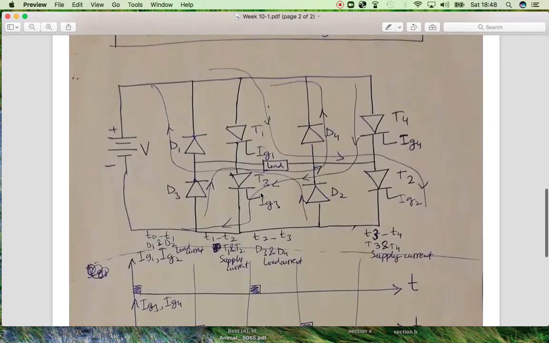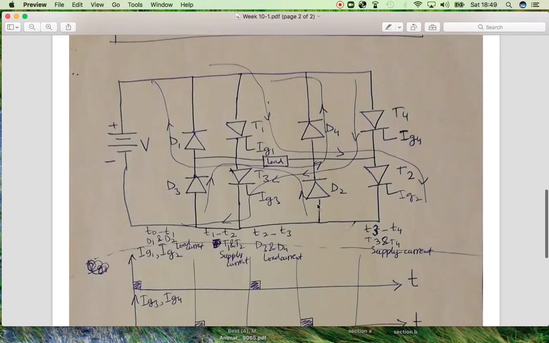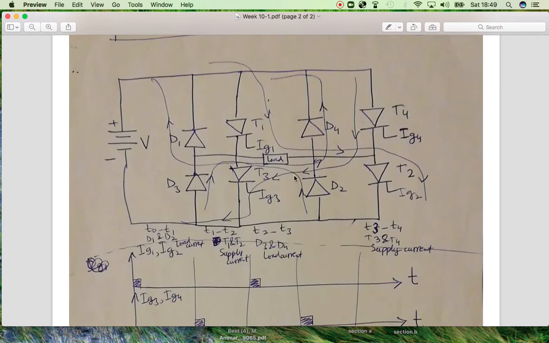So we can see when we have T1 and T2 on, at that time the current comes from here, it flows from here, and then it goes through the load, and then it drains from here. And when we have T4 and T3 on, at that instant of time the current comes from here, passes through the T4 thyristor and then flows from here and then drains from here. And these diodes are connected for the purpose of making a path for the dump currents through the load.